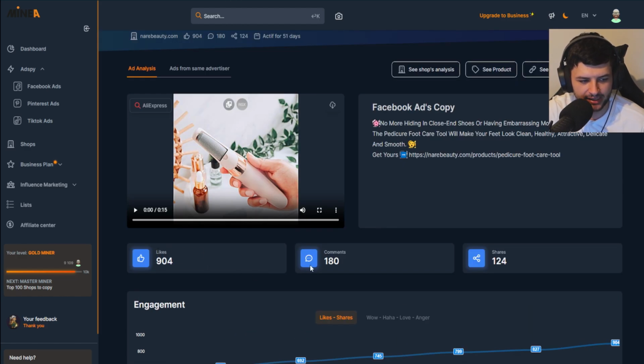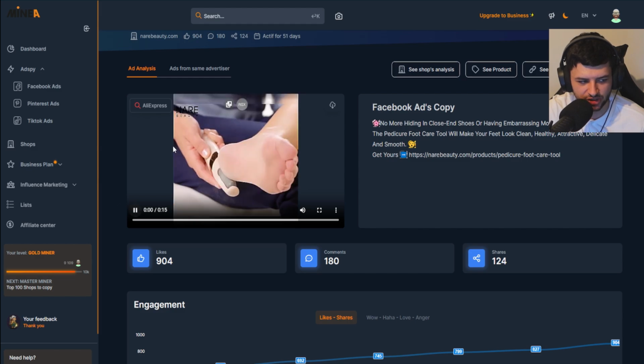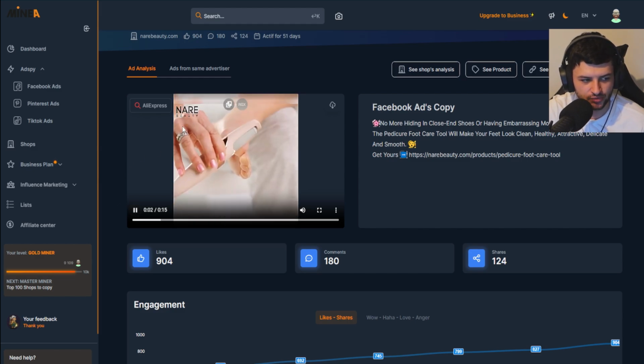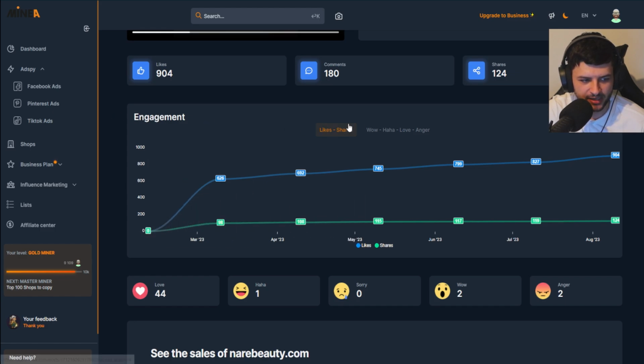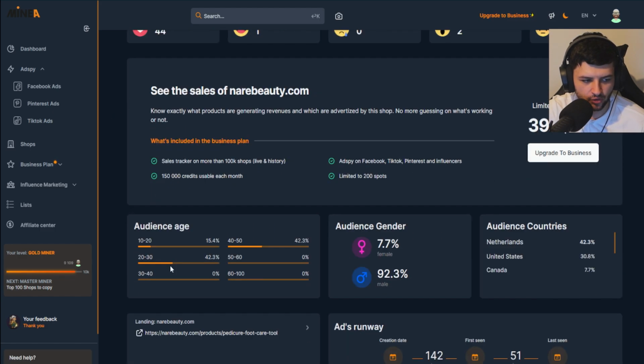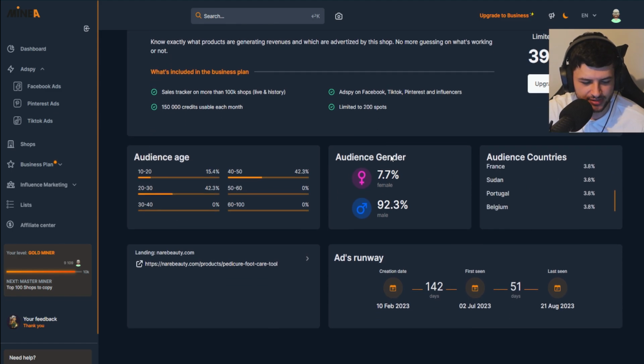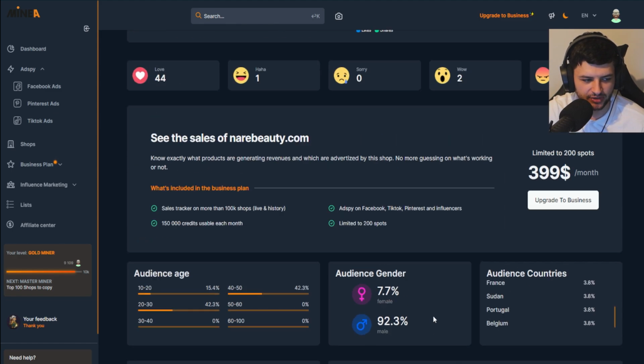From here, we can see the likes, the comments, the shares. We can see the actual ad copy and the ad creative that they've used to get all this engagement on Facebook. Then we can scroll down and have a look at the engagement metrics. We can have a look at the audience age and the demographics of the audience interacting with this content, and also the history of the actual ad itself.